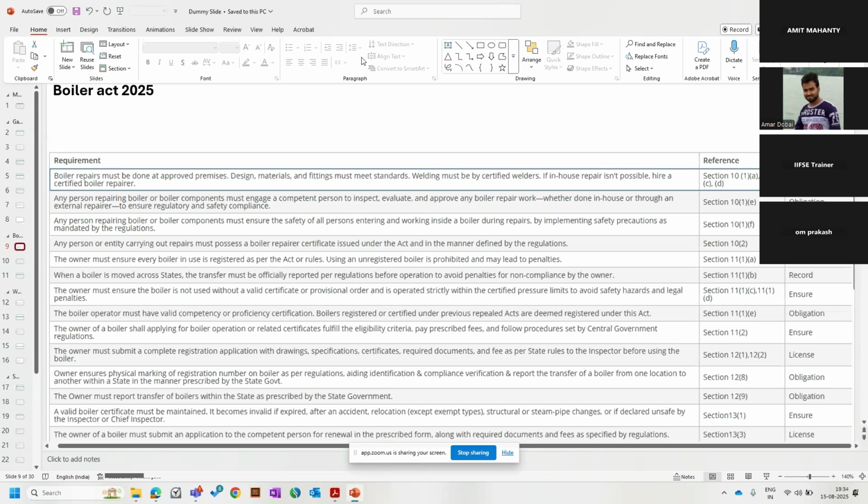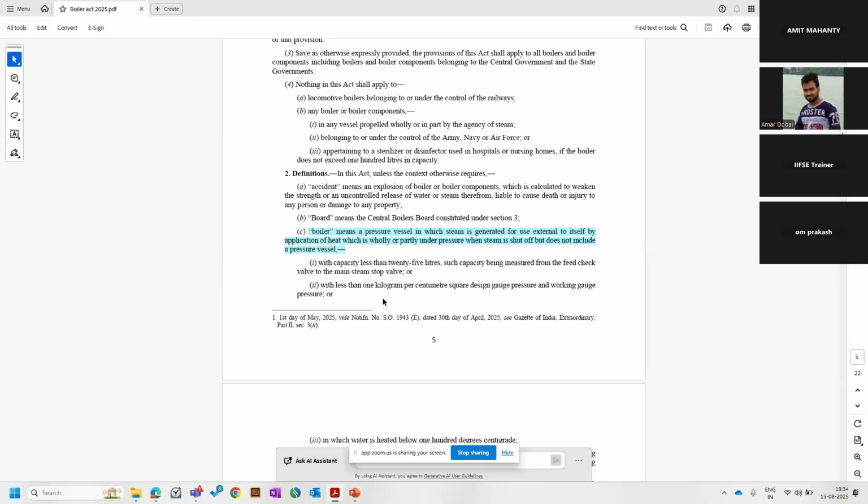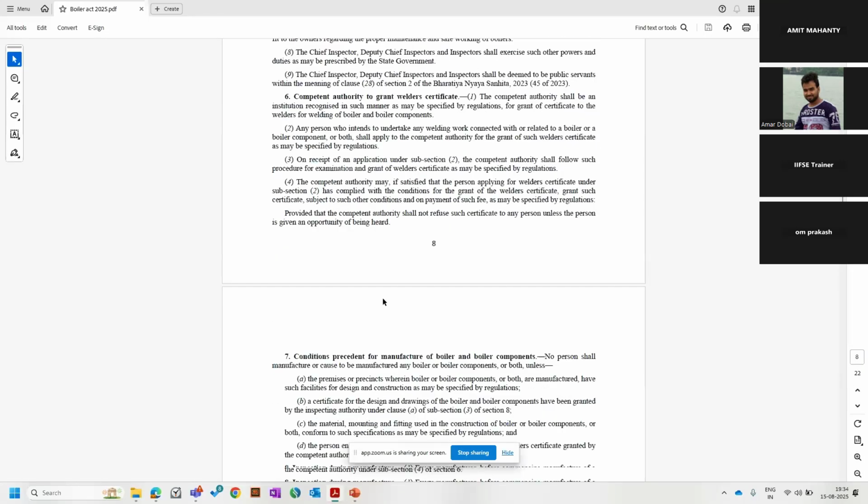So one is, boiler repair must be done at the approved premises. Design, materials, and fittings must meet the standards. Welding must be done by certified welders. If in-house repair isn't possible, hire a certified boiler repairer, as per section 10 and subsection 1A, B, C, and D. We'll see what exactly it is. It is basically a definition of it.